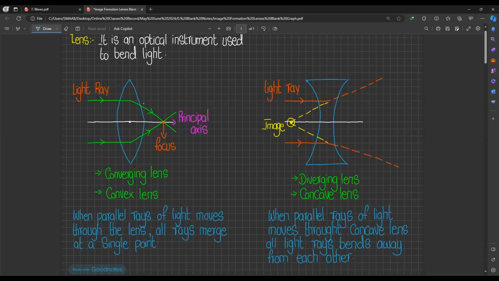And further, if we talk about the properties of image, what will be the nature of image from a convex lens and what is the nature of image for a concave lens. So we also discuss that property.